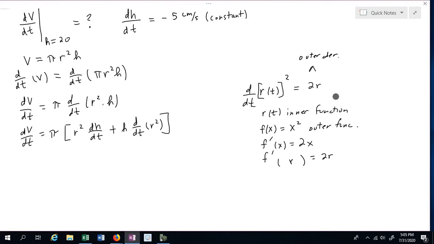And then you multiply that by the inner derivative. The inner function is r of t, and you're taking the derivative of that with respect to time, right? And so obviously that's going to be dr/dt. That's your inner derivative. So using the chain rule, we know this derivative now, right? The derivative of r squared with respect to time is 2r dr/dt.